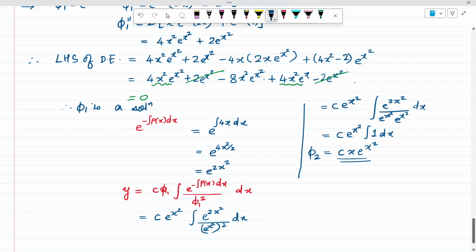Okay, so this is again going to be linearly independent. You can check it using the Wronskian method. I hope the concept is clear now. No difficulties.